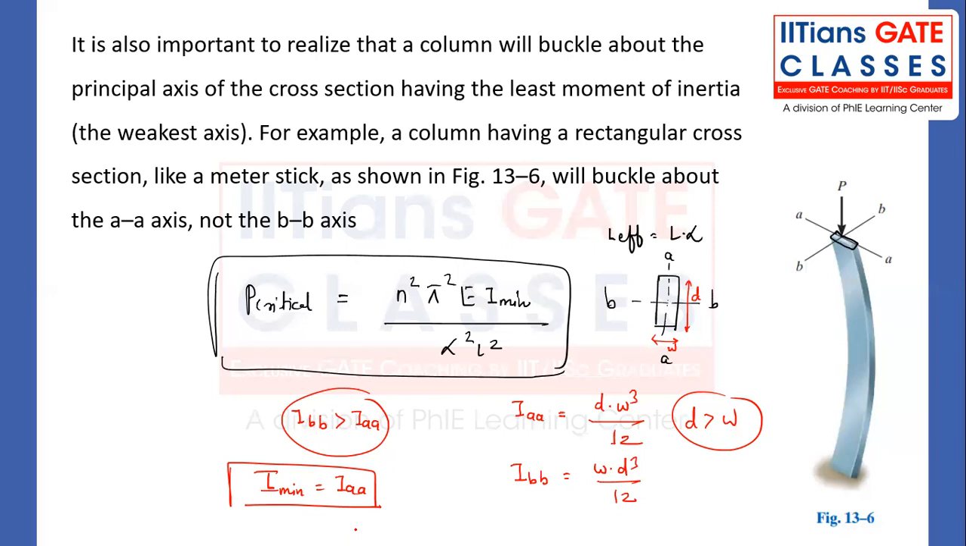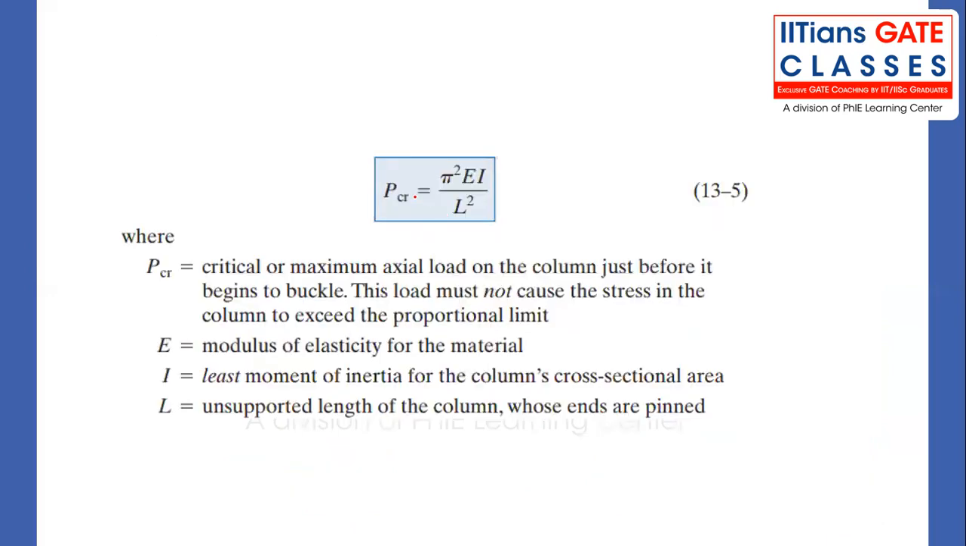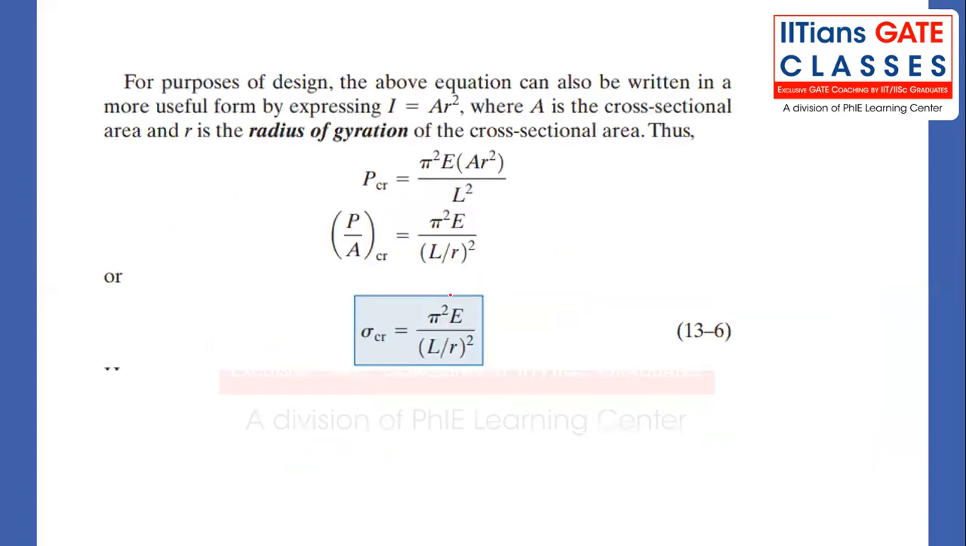So there is no use of designing the column for the stronger moment of inertia, right? So these are a few very, very important points for solving good numericals. We have discussed this. These are the formulas. E is nothing but the Young's modulus of elasticity of the material, I is the least moment of inertia, and L is the unsupported length, whose ends are pinned.